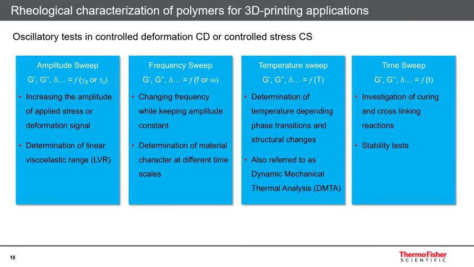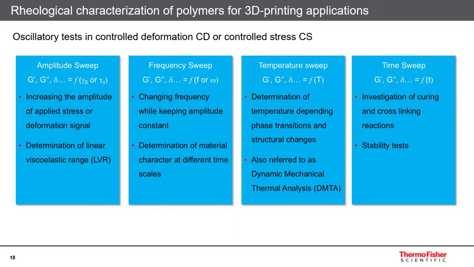There are various types of oscillatory measurements that can be performed with a rotational rheometer. An overview of the standard test types is presented on this slide. The amplitude sweep on the left is very often used as a pretest for the other experiments to determine the so-called linear viscoelastic range. During this test, which is performed at a constant frequency, the sinusoidal deformation or stress applied by the rheometer is gradually increased.